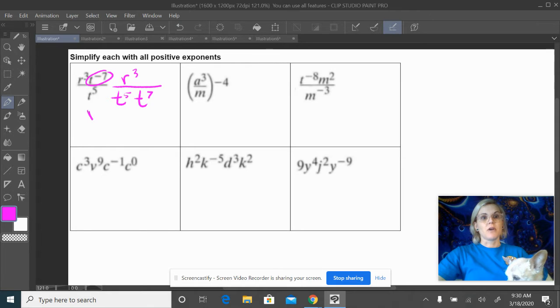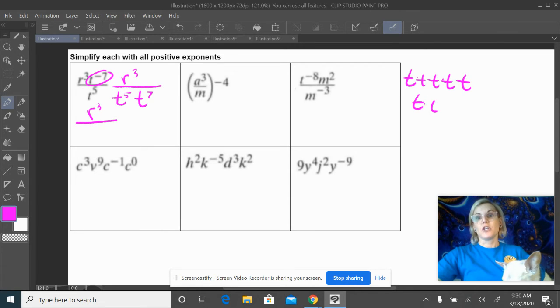The next step I'm going to do is use my rule that when the bases are the same, I just add the exponents. If I were to write that out, I would have 1, 2, 3, 4, 5, and then I would have 7. You get the idea. If you count it up, you would end up getting 12. So t to the power of 12. That is our final answer.